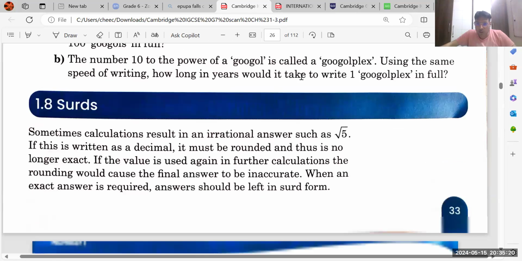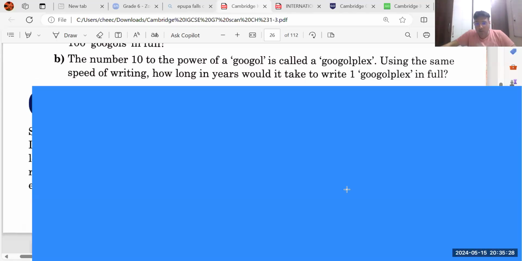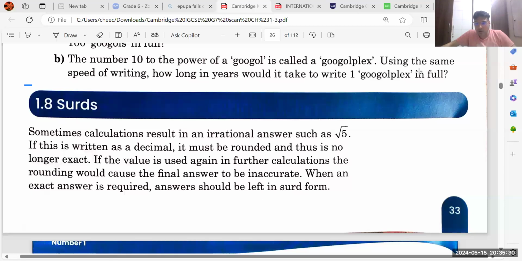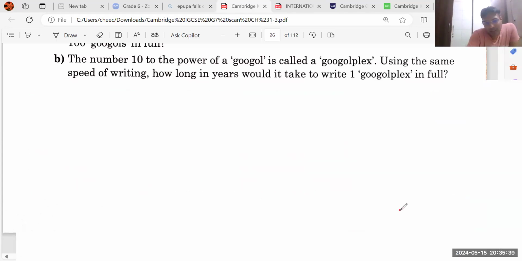So let's do the Google question. So what does the Google question say? First of all, 10 to the power of Google is called a Googleplex. So Anvi, please pay attention.